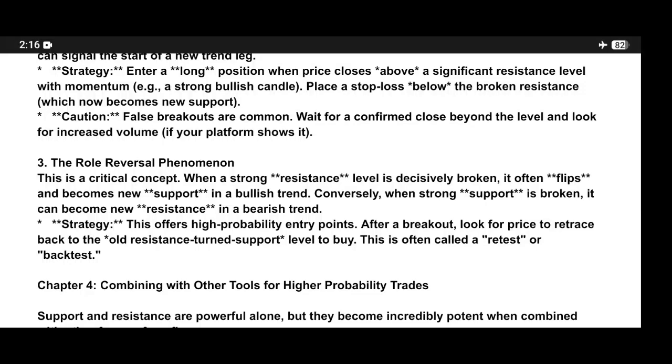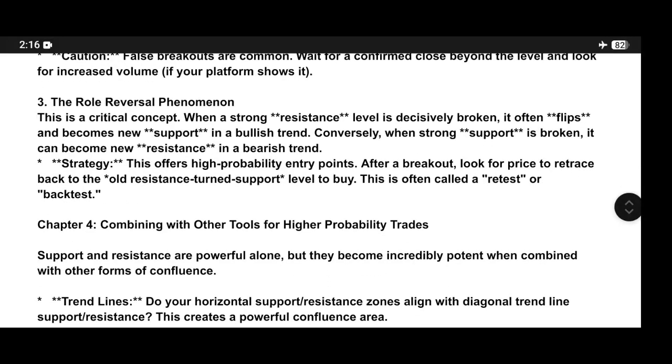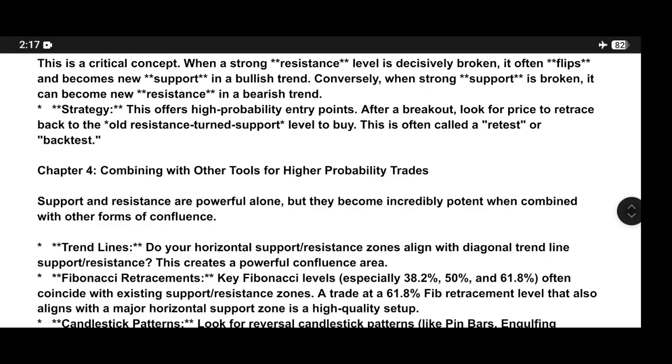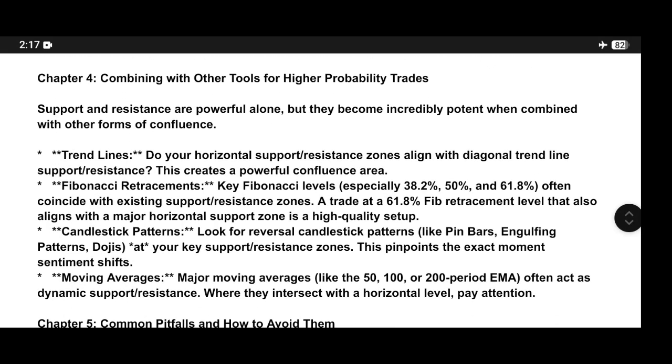Then chapter 4, number 4 is combining with other tools for a higher probability trade. Support and resistance are powerful alone, but they become incredibly potent when combined with other forms of confluences. What are these confluences? Number one is trend line.